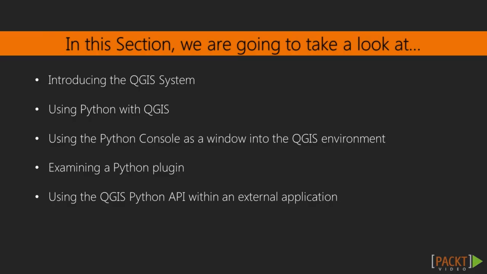We will look at the 3 ways in which Python can be used to interact with QGIS: by using the QGIS Python console, by writing a Python plugin for QGIS, and by writing a standalone application that uses the QGIS Python API. We will look at a simple example of each of these so you can see what is involved in using each development option.